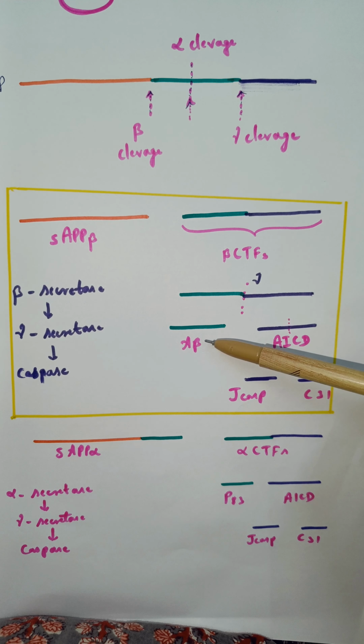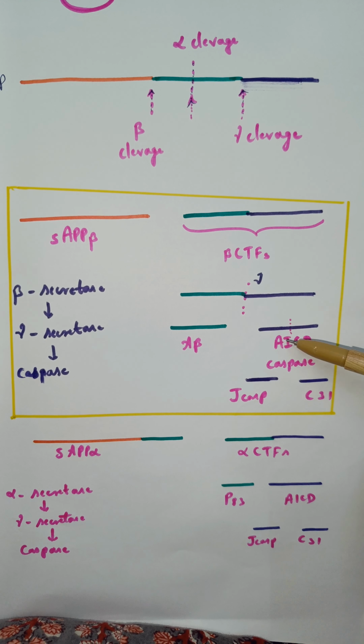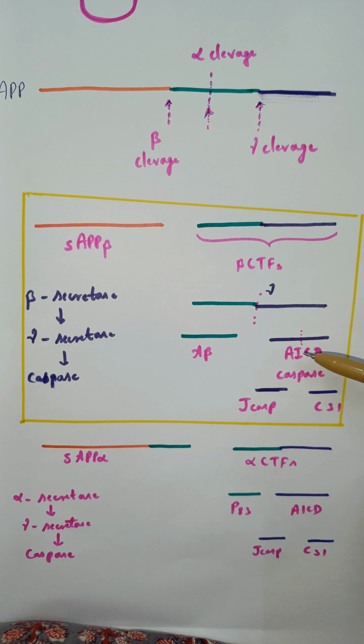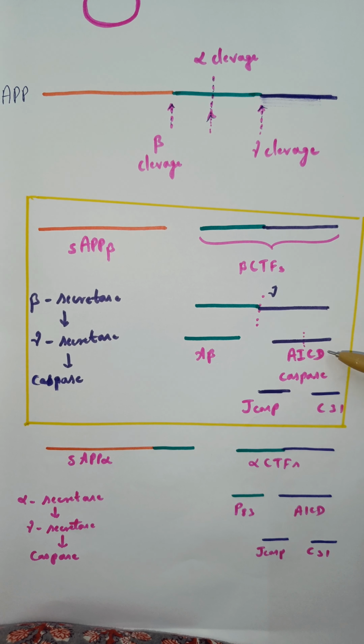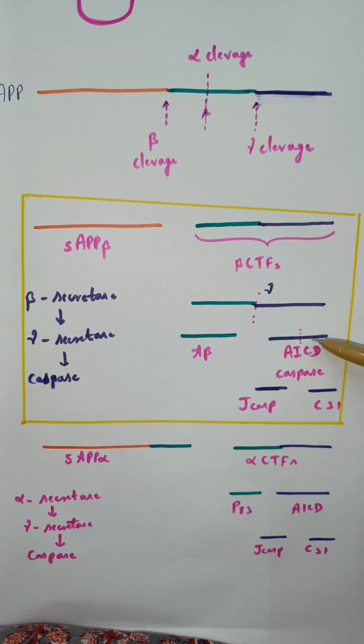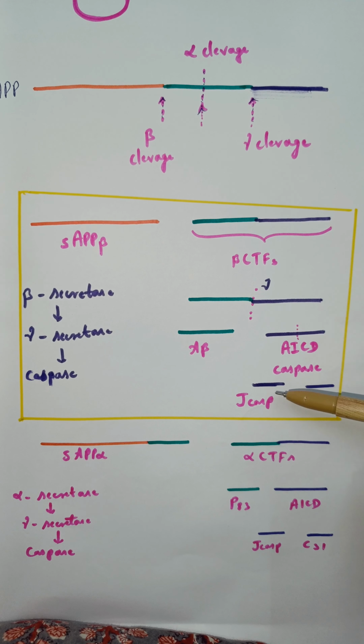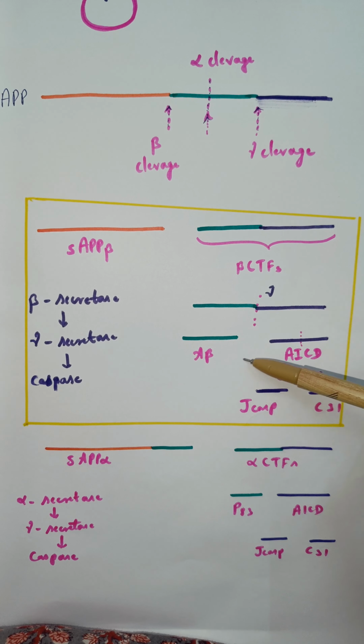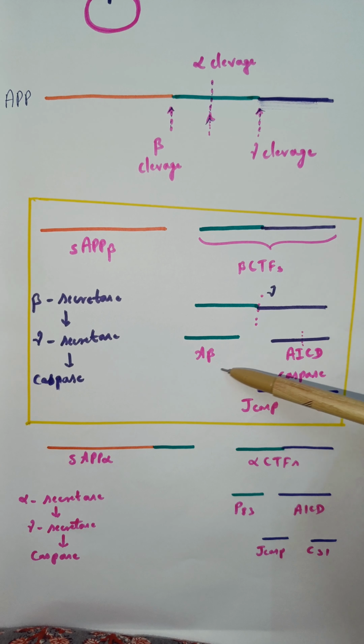Now, following this break by the beta secretase, if gamma secretase separates these two segments, we get what is called the A beta subunit and AICD. AICD stands for APP intracellular domain, nothing but amyloid precursor protein intracellular domain. This is the intracellular domain which will be cleaved by caspase into JCasp and C31.